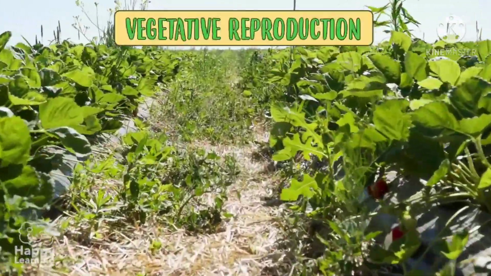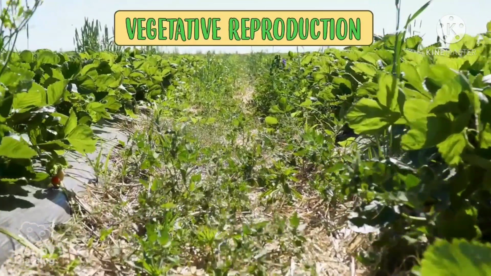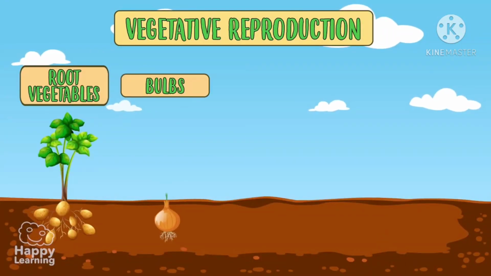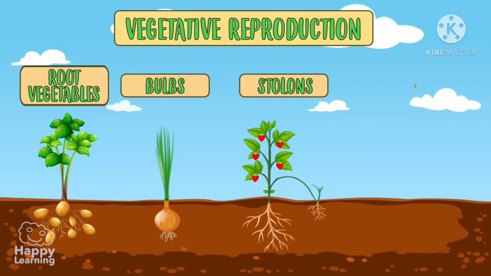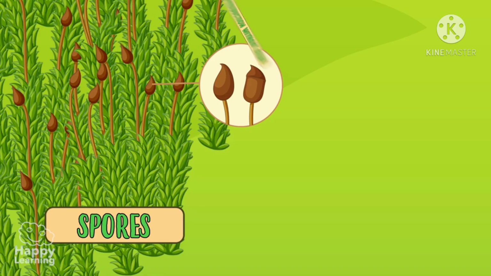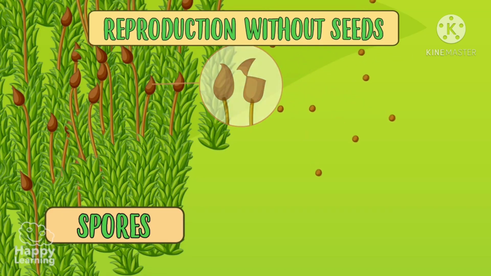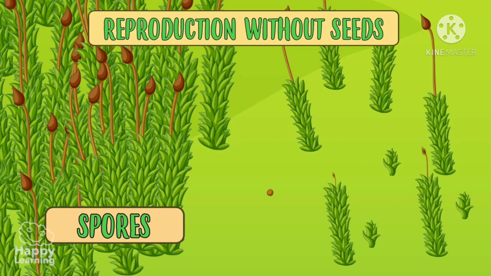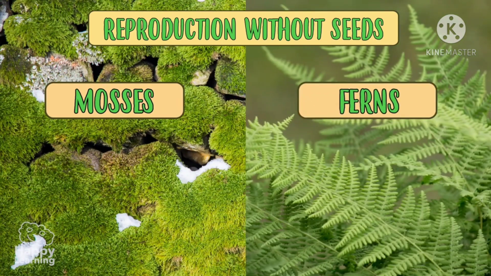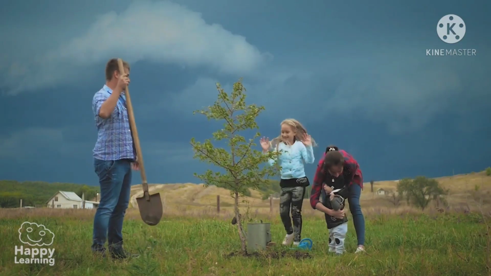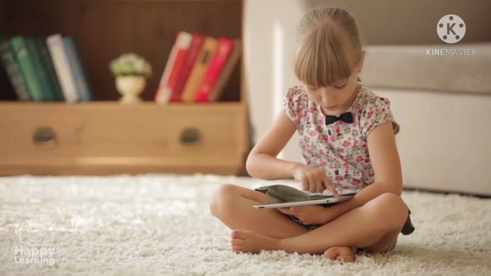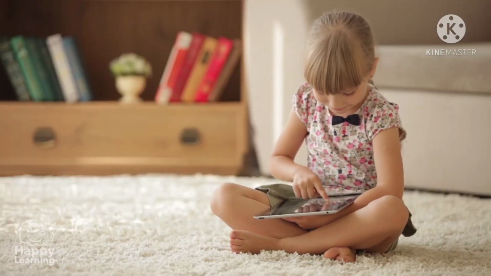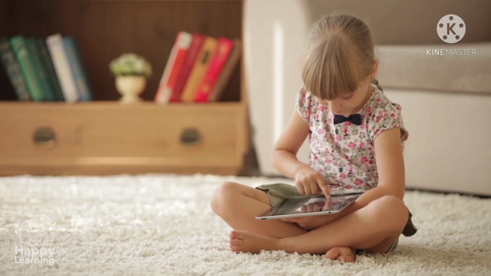If you want to get to know vegetative reproduction, what root vegetables, bulbs, stolons and rhizomes are, if you want to learn how plants without seeds reproduce, what mosses and ferns are, if you want to get an excellent grade in your exam, click on this link and subscribe to Happy Learning TV.